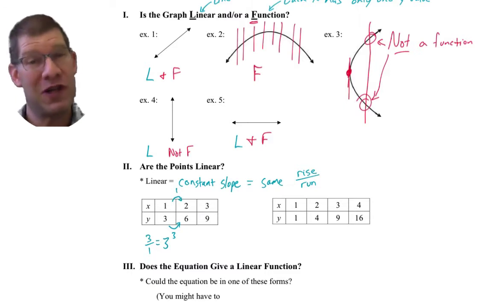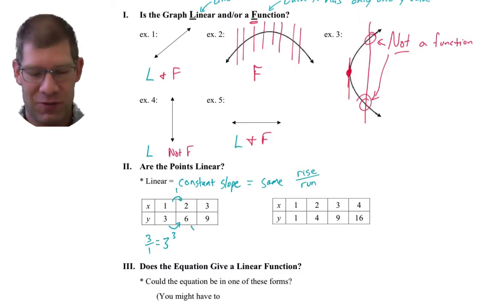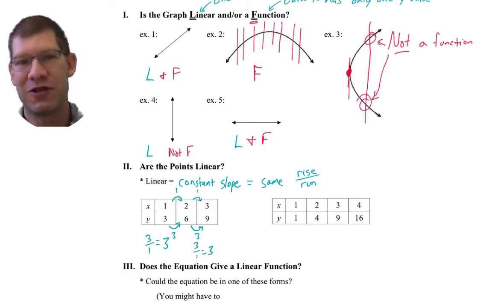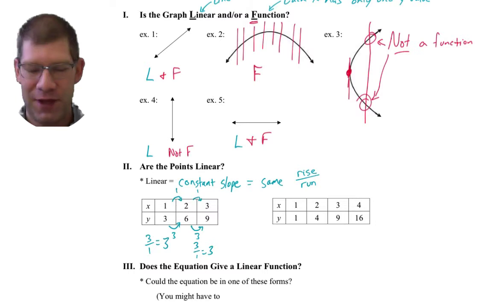If that slope is always 3, then it's going to be linear. So here I go from 6 to 9, which is another rise of 3. 2 to 3 is another run of 1. So I get the same 3 over 1. So the slope is 3, so it's going to work out. The next one, we'll jump ahead here. My rise is 3, my run is 1. So I have a slope of 3, 3 over 1 there.